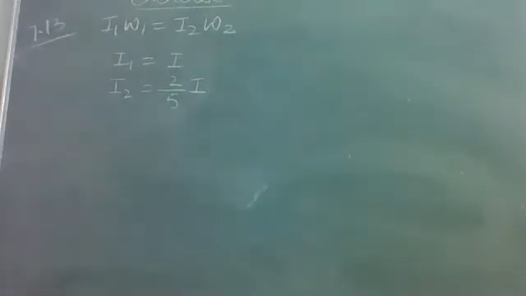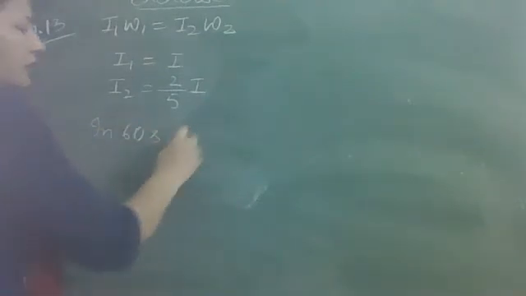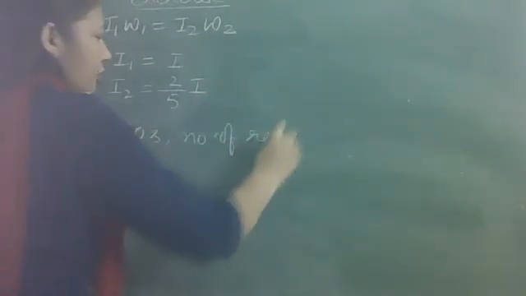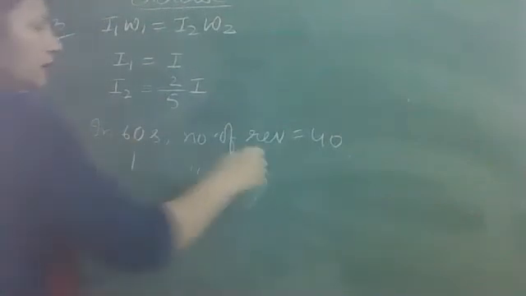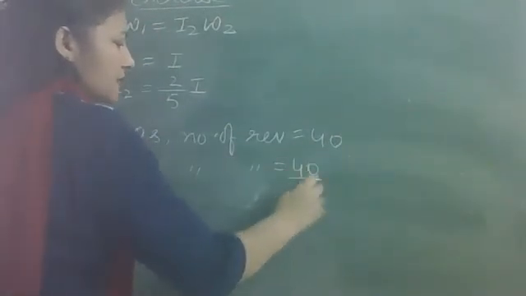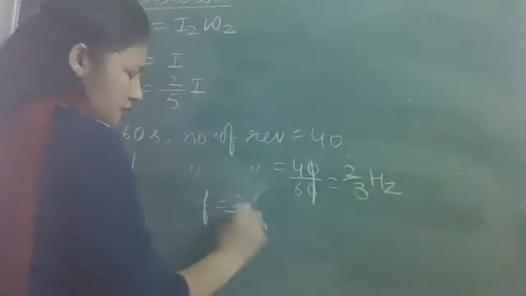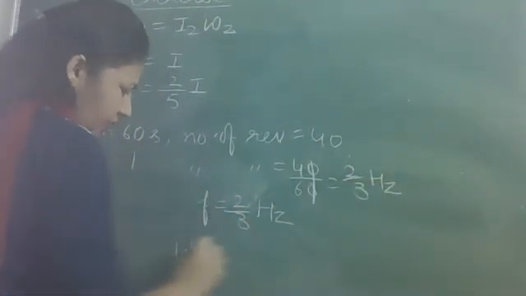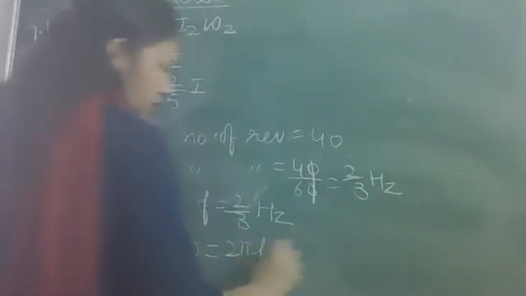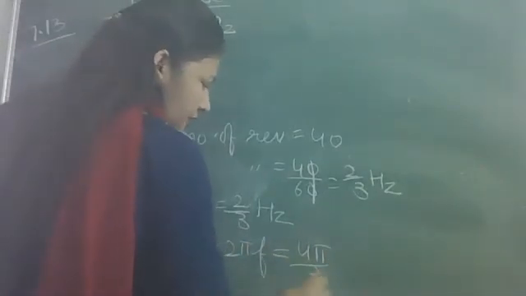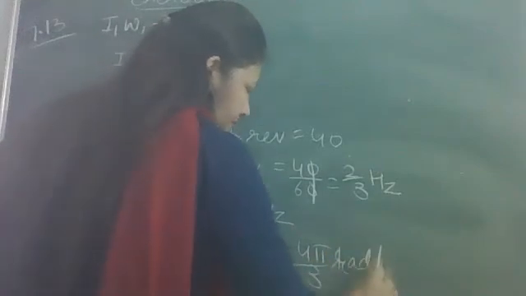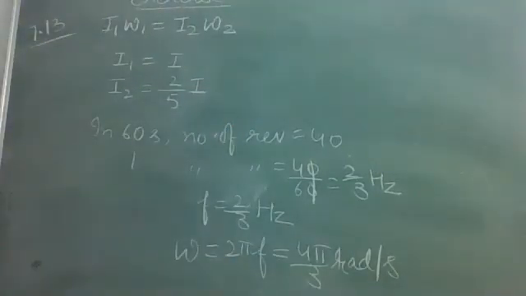Now let us find omega 1. It's given that there are 40 revolutions in 1 minute. So in 60 seconds, the number of revolutions is 40. So in 1 second, the number of revolutions is 40 by 60, that is 2 by 3 hertz. This is the frequency. So what is omega? 2 pi f, that is 4 pi by 3 radian per second. So the previous omega we have found, that is 4 pi by 3. This is omega 1.